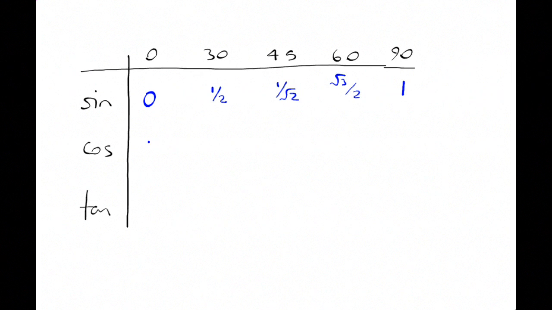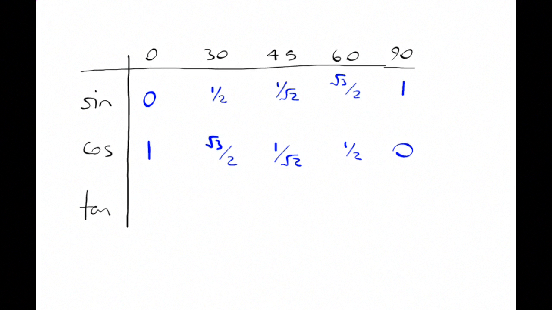Cos, exactly the same idea running backwards, because in a right angle triangle, cos of one angle is the sine of the other angle, if you think about it. And tan, we're just going to use the tan is sine over cos kind of idea, filling in the bits that we know.